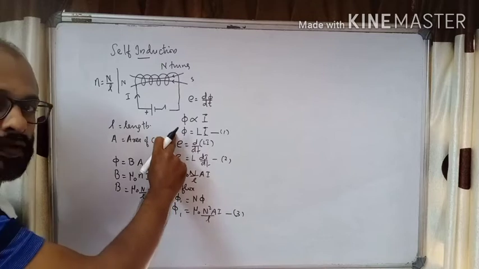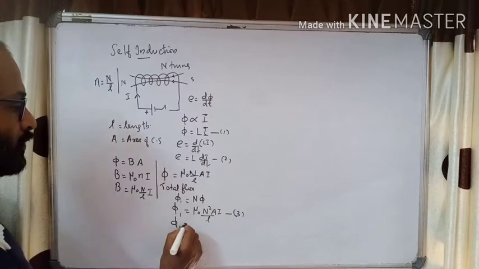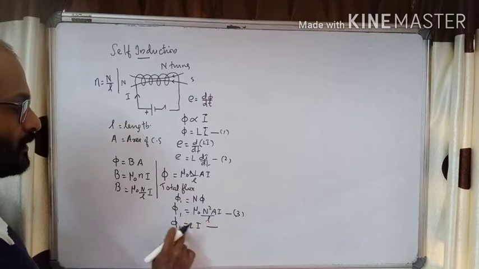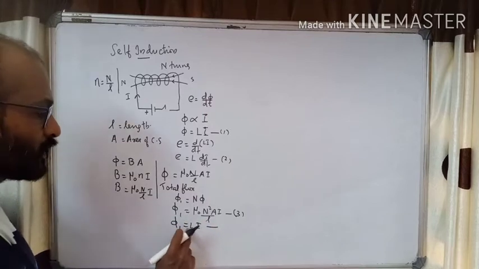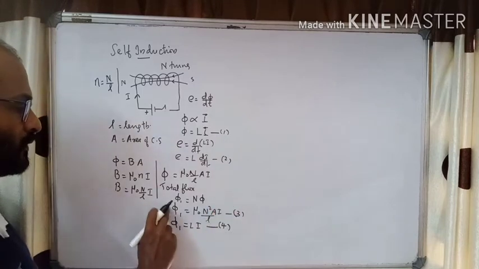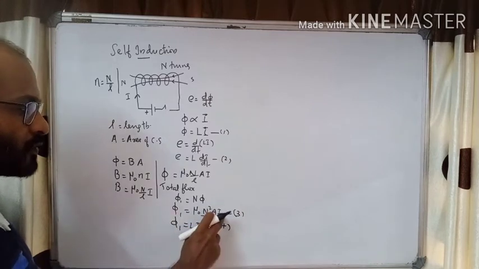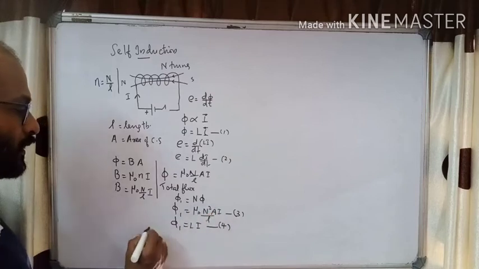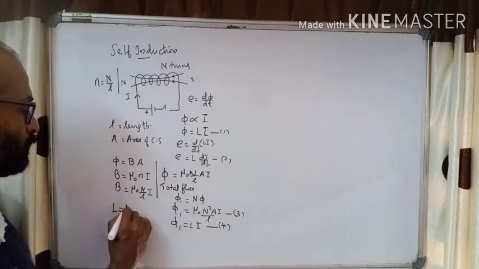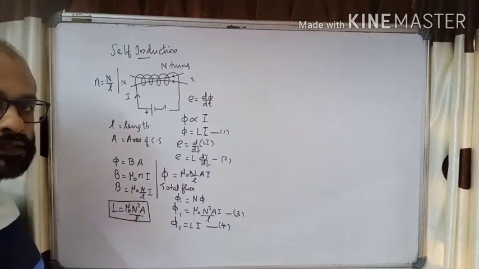According to the definition, flux is proportional to current, so phi 1 is equal to L into I. This is the flux linked, equal to self-inductance into I. L is the self-inductance or coefficient of self-induction. Compare 3 and 4. On the left side we have the magnetic flux linked, on the right side we have I, and here also we have I. So what will be L when we compare the equations? We have L is equal to mu 0 N squared A divided by l. This is the equation for the self-inductance of the solenoid.